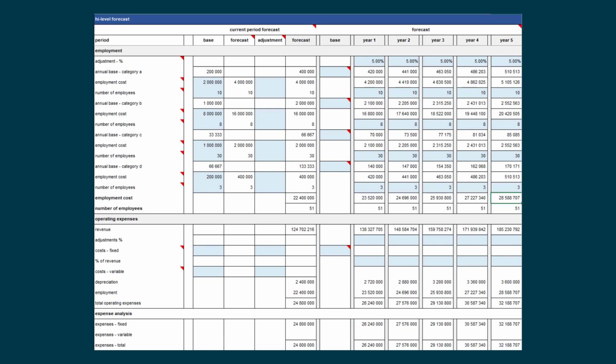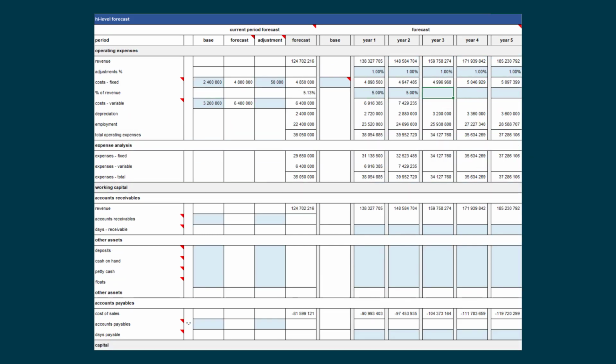The operating expenses are divided into fixed and variable. The fixed expense forecasts are calculated as a percentage change from the previous year, while the variable expenses are calculated as a percentage of revenue.